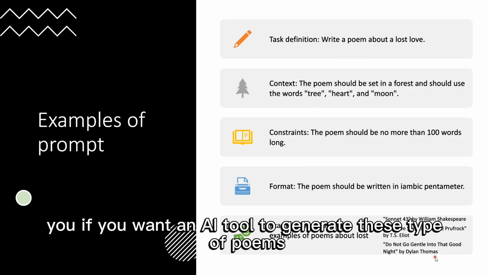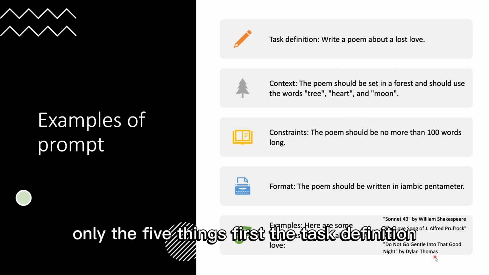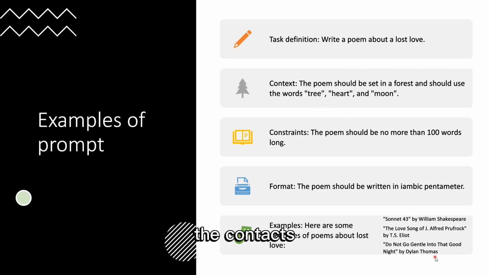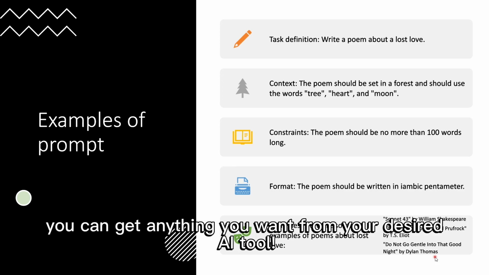If you want the AI tool to generate these types of poems, an effective prompt must have the task definition, the context, the constraints, the format, and the example as well. Only five things: first, the task definition, the context, the constraint, the format, and example. With the help of an effective prompt, you can get anything you want from your desired AI tools.